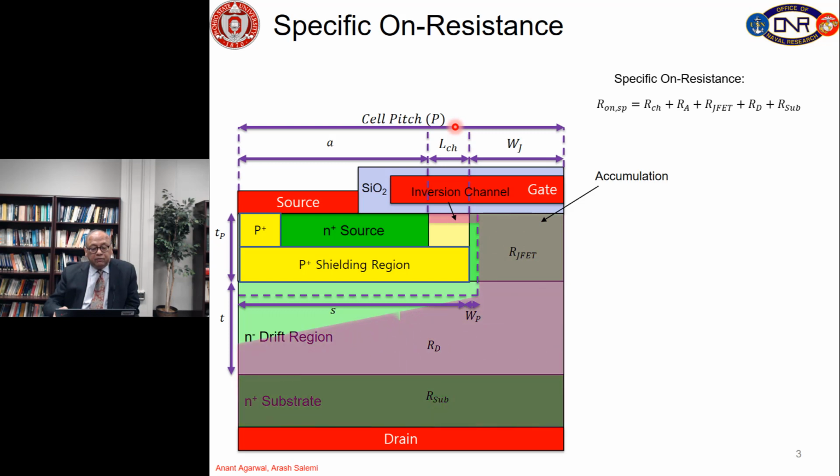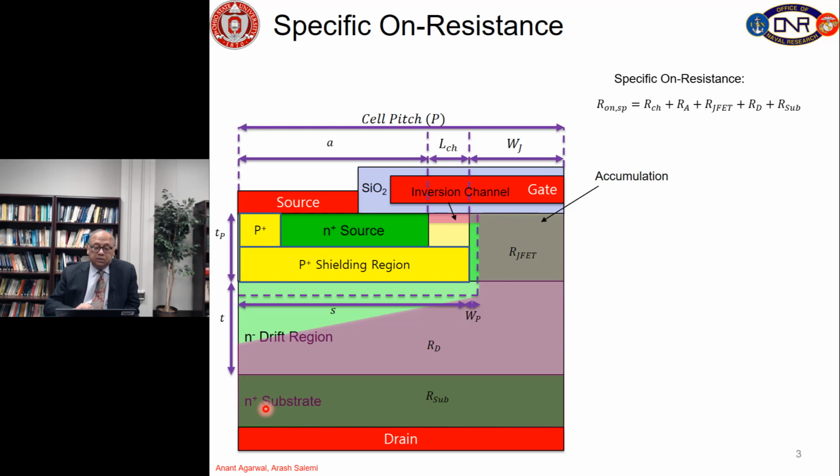All right. So, when we turn this device on, so let us go back and look at it. We apply positive gate voltage and we turn the device on, meaning we form the inversion channel here shown by this. Then the electrons flow from source through the inversion channel down the JFET region through the N minus drift region, and here the current spreads at a 45 degrees angle, and then the current flows vertically here at the end of the cell, and then we have the N plus substrate.